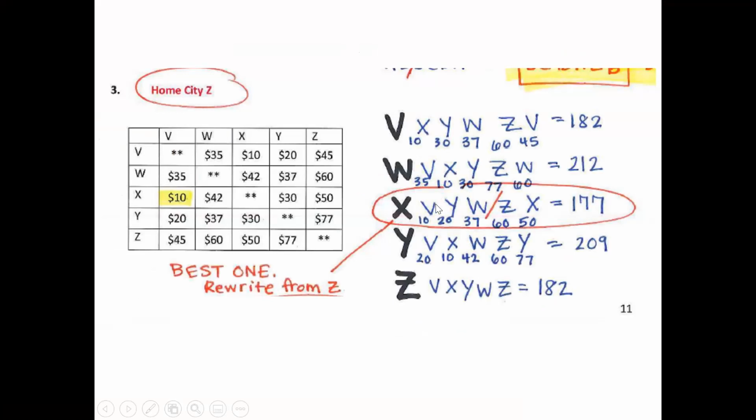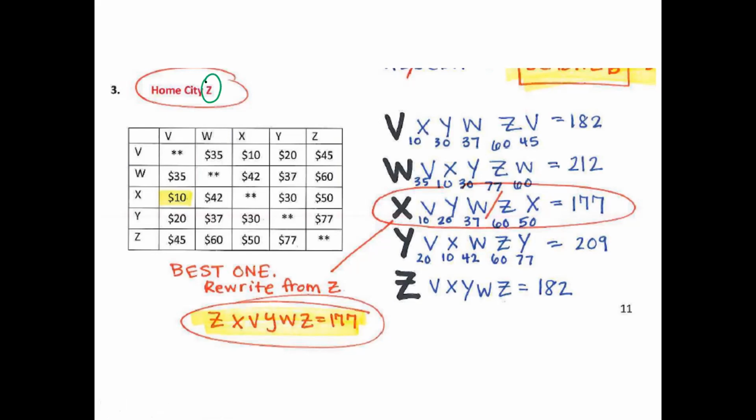Obviously, the best one is the one starting with X. So if you have the rewrite from Z, you want to start with Z, X, V, Y, W, and then back to Z. Because the home is Z, you start at Z. This is the most optimal one. So you start with this part here and just include X, V, Y, W, and then back to Z.